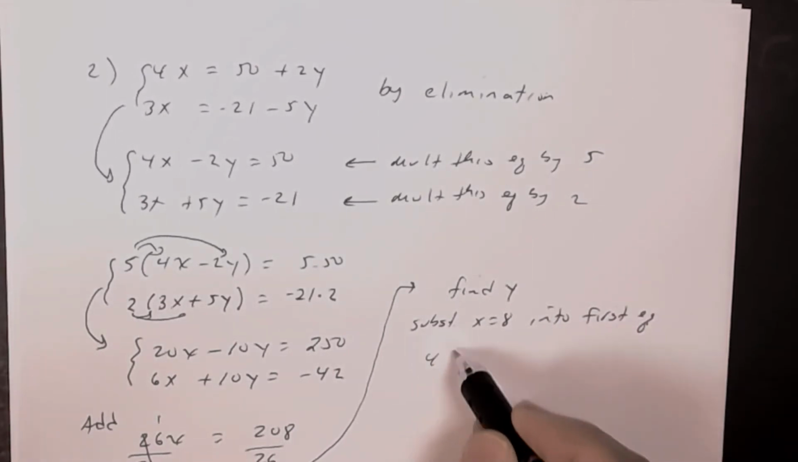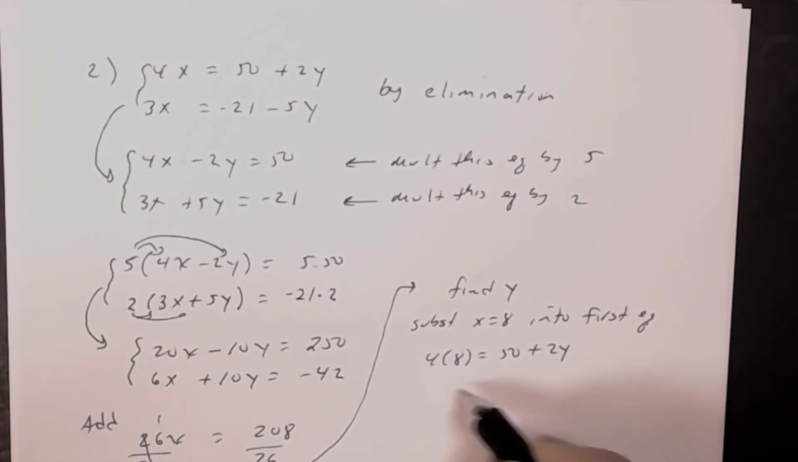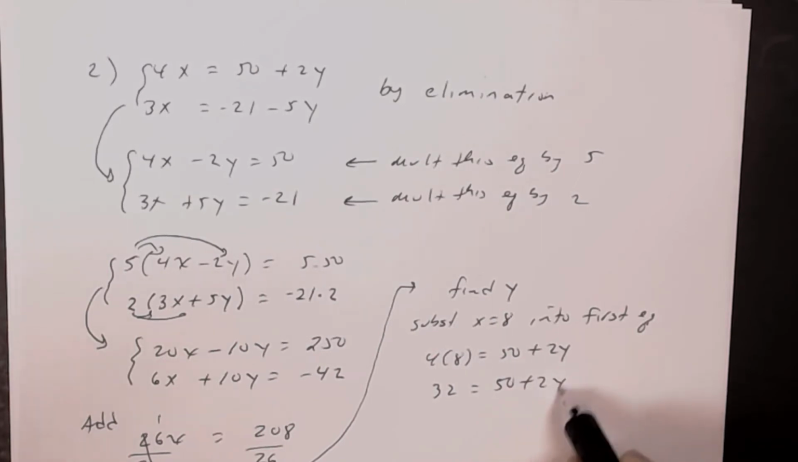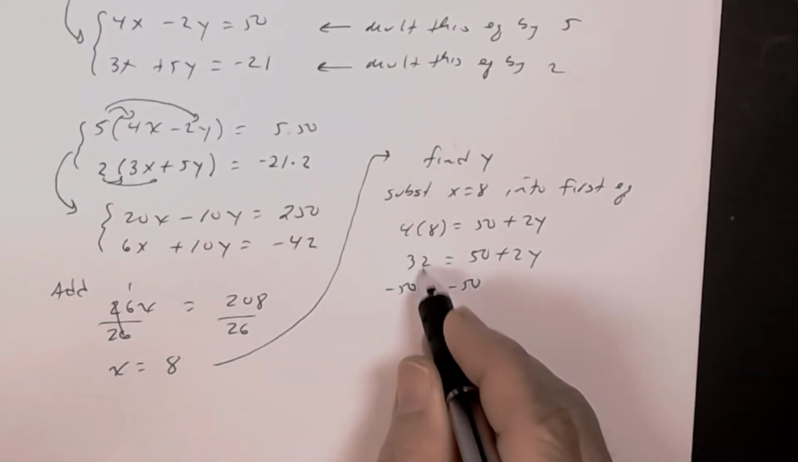And so I get 4 times 8 equal 50 plus 2y. 4 times 8 is 32, so 32 equals 50 plus 2y. I'm going to solve this linear equation. So subtract 50 from both sides. And then combine like terms.